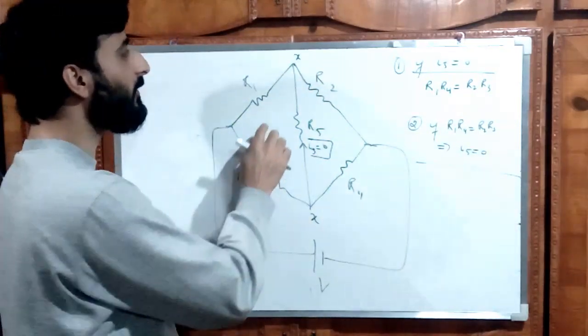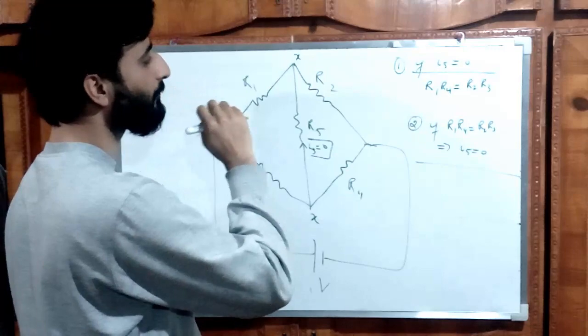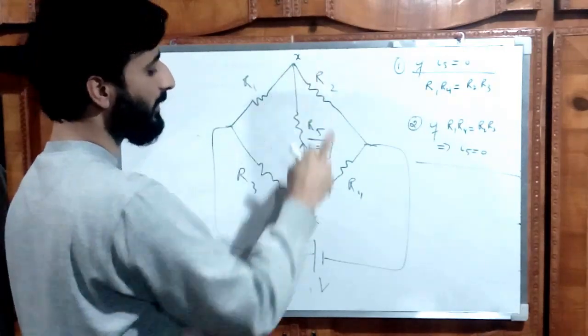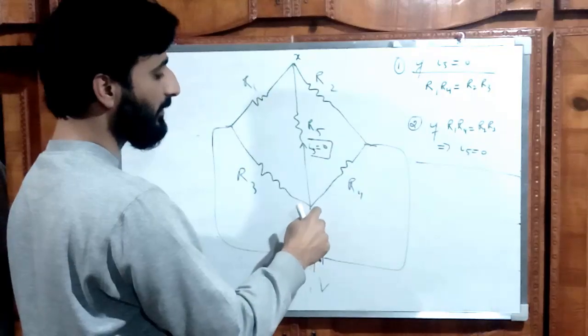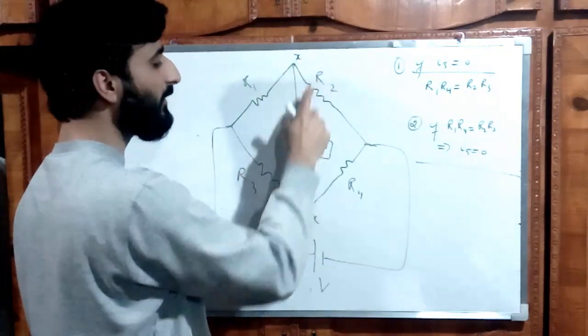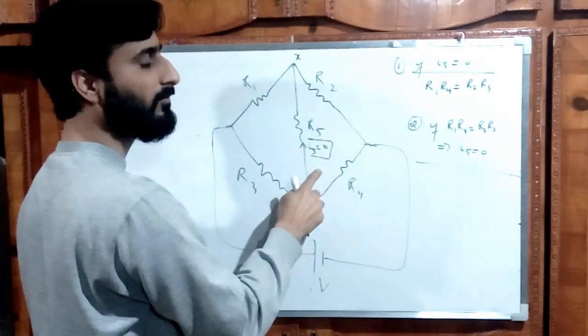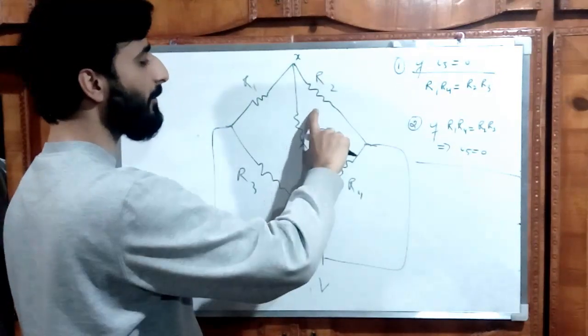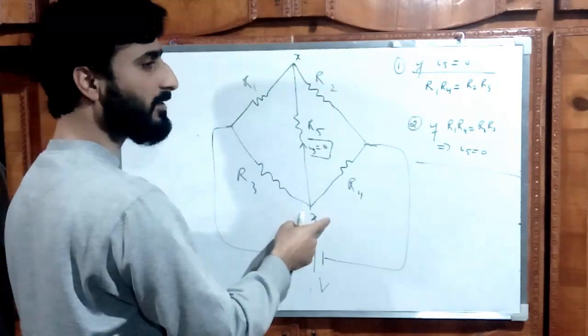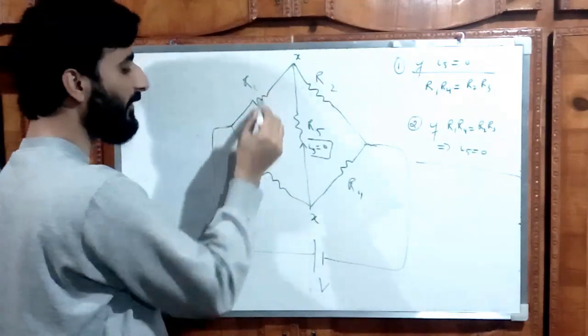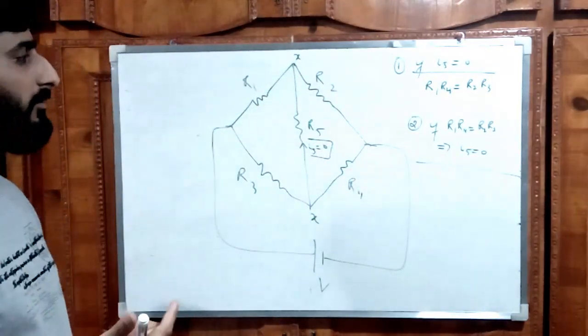First of all, let's start with this potential. This potential and this potential need to be equal if the current through R5 is 0. And if this amount of current is 0, these two potentials are the same. It means this R1 and R3 are in parallel.